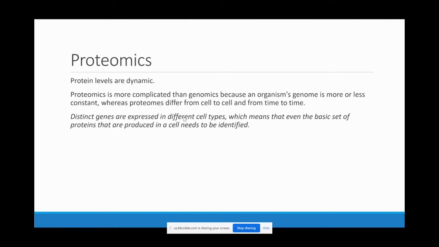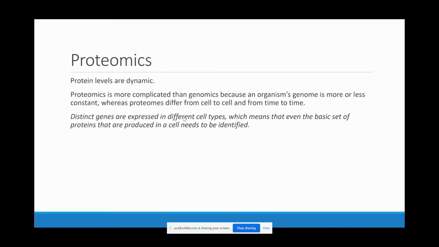Like transcriptomics, proteomics is also dynamic, right? It gives you a snapshot into what proteins are being expressed right at that moment when you are collecting the sample. So because of this, it's more complicated than something like genomics, because again, the genome is constant, whereas the proteome is going to differ from cell to cell and from time to time, right? Again, as I said before with the transcriptomics, your liver cell is going to be utilizing different enzymes and different proteins than your heart cell is.